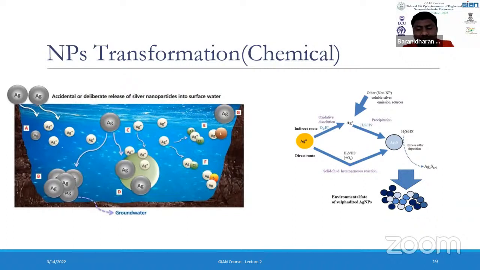Apart from these, the media constituents such as pH, ionic strength, the redox reaction, whether oxidation or reduction, the temperature, the viscosity of the medium, the inorganic ligands, and naturally occurring organic matter play a vital role in the dissolution of these metals into the water stream.